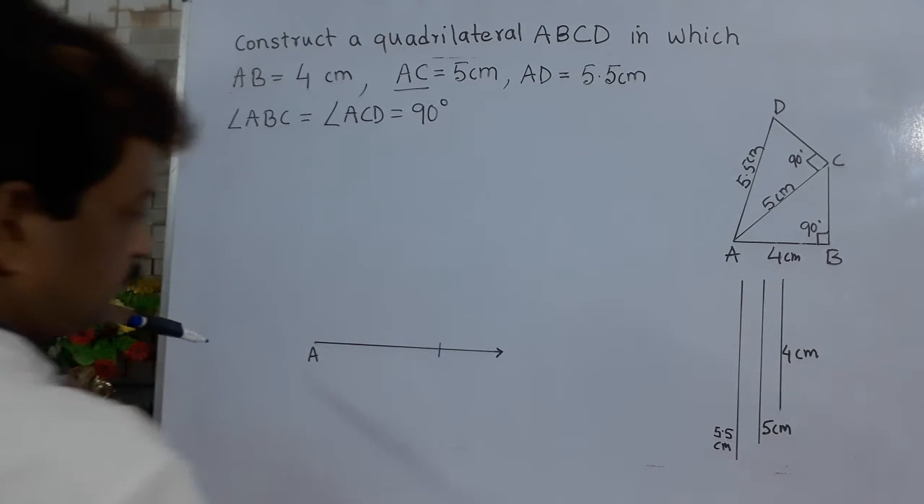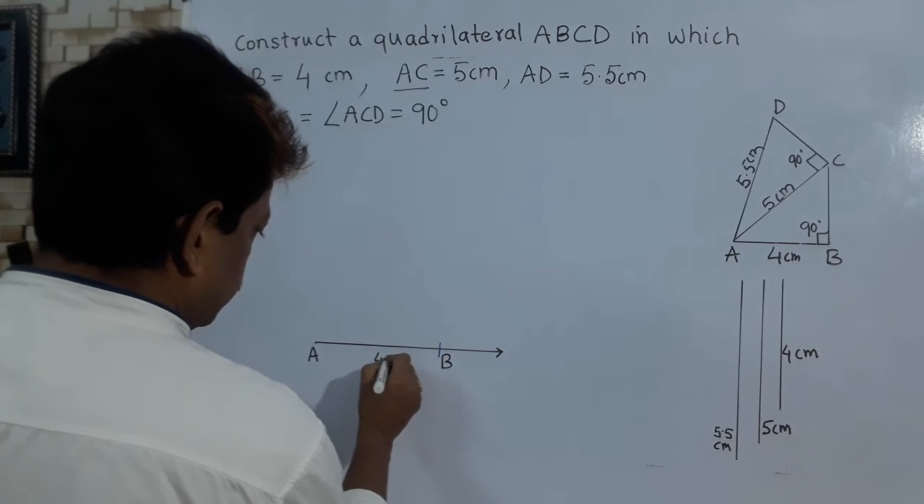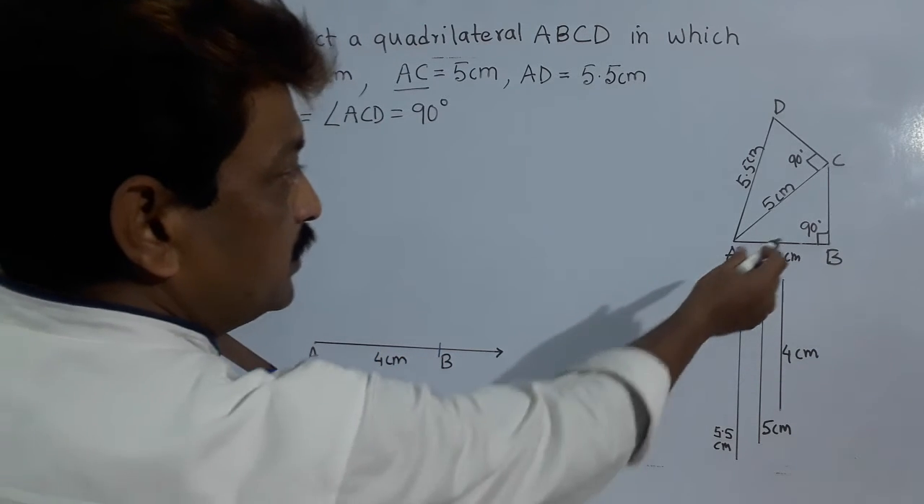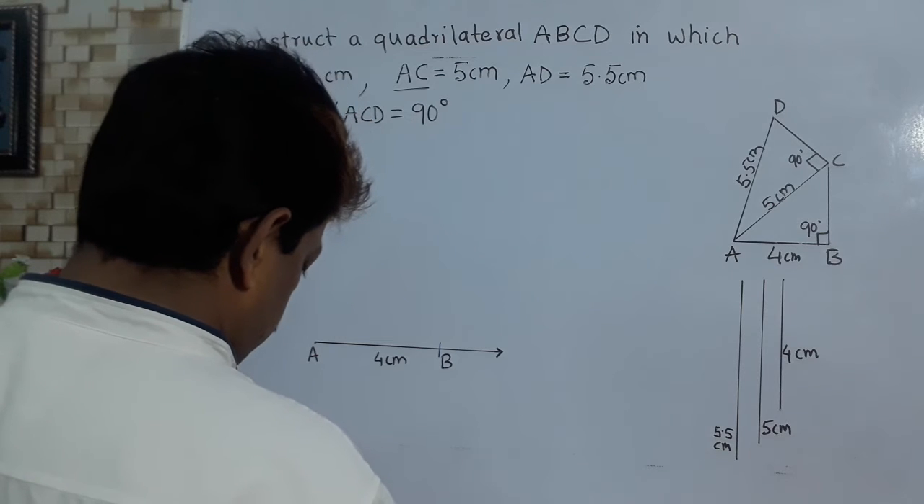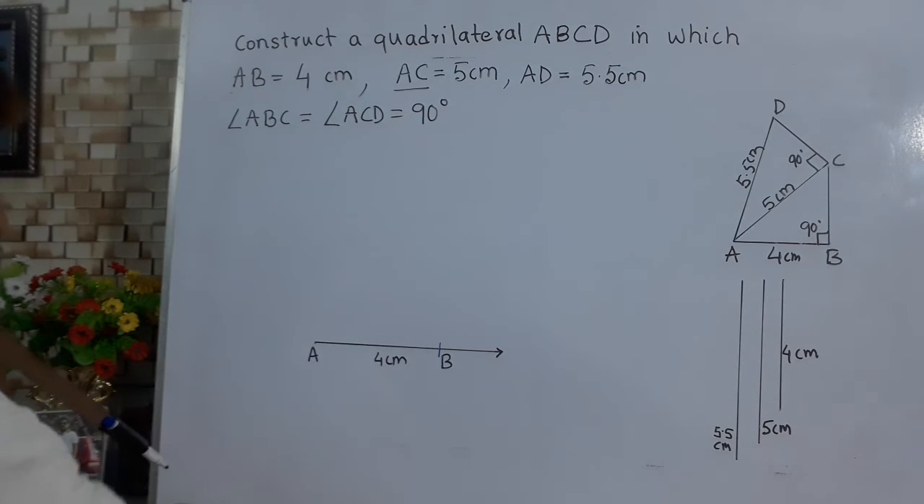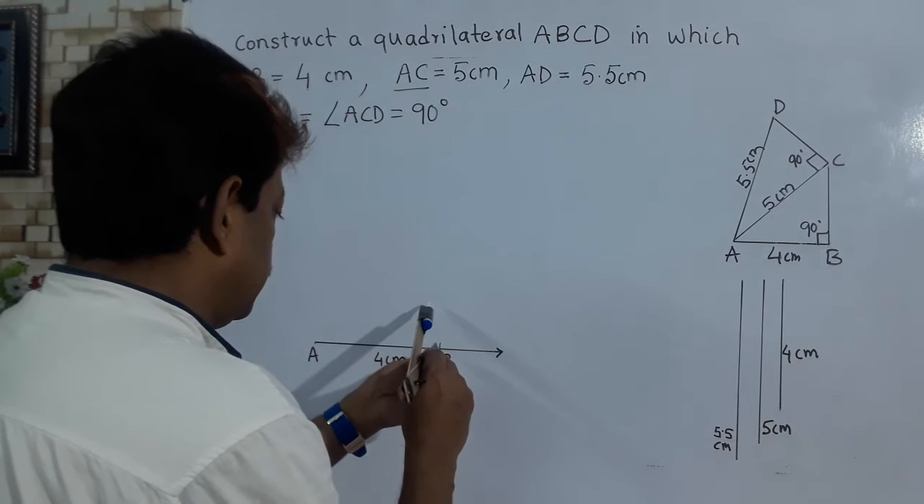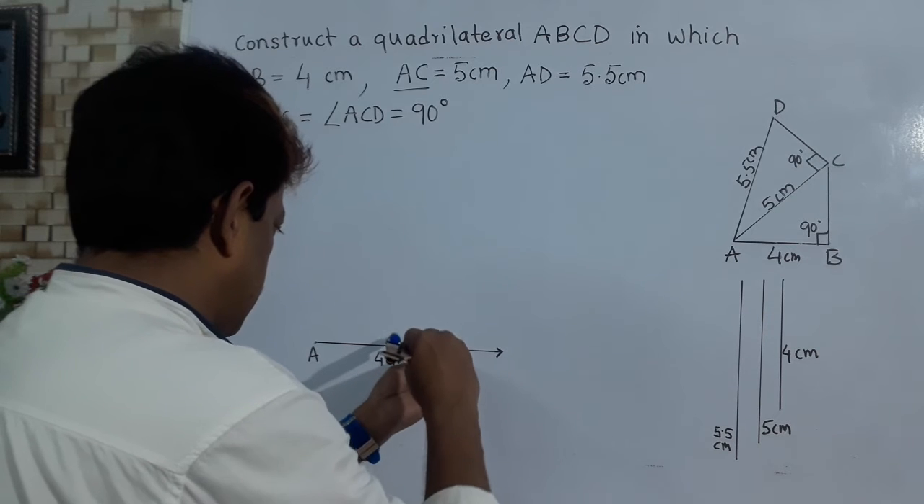This is B, and AB is 4 centimeter. Now angle B is 90 degree. So I have to construct a 90 degree from B, with any radius. An arc is drawn.